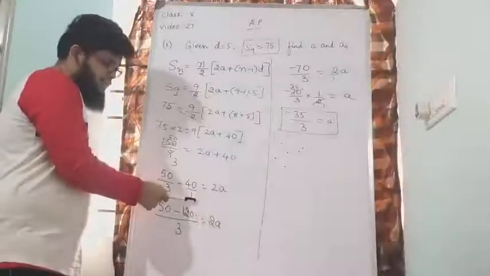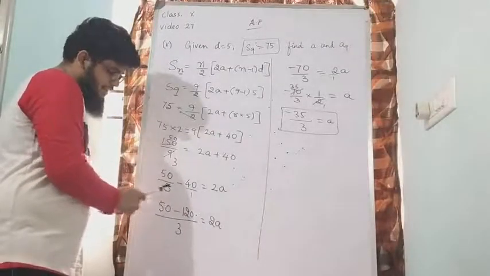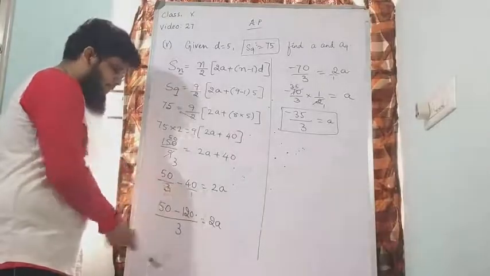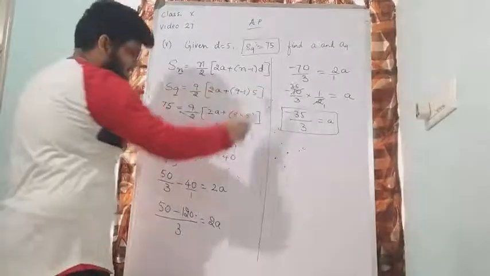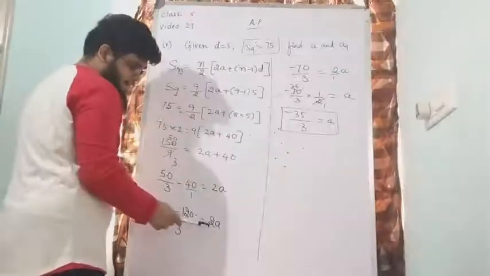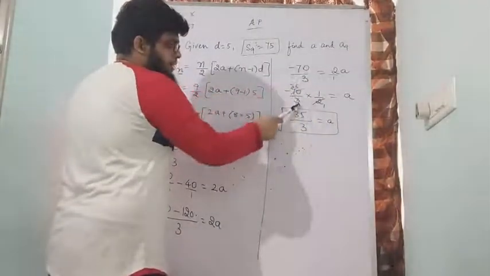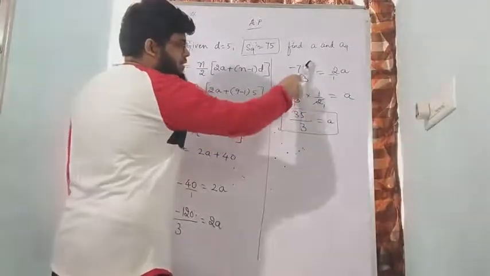40 can be written as 40 by 1. So 50 1s are 50 minus 3 40s are 120 divided by 3 1s are 3 equals 2a. 50 minus 120 is minus 70 divided by 3 is equal to 2a. 2 can be written as 2 by 1. Minus 70 by 3 you already have. 2 by 1 on taking to the other side becomes 1 by 2.